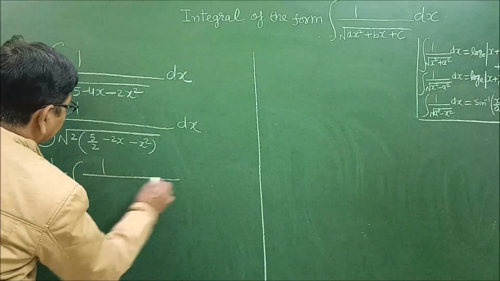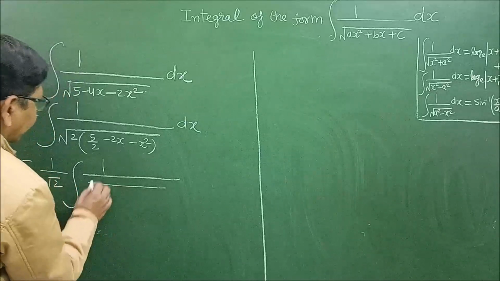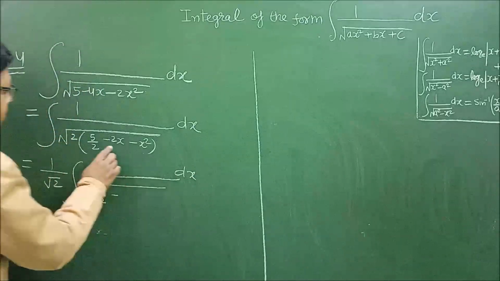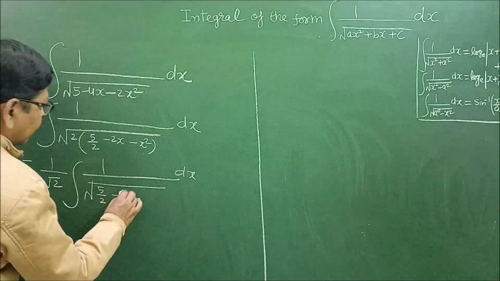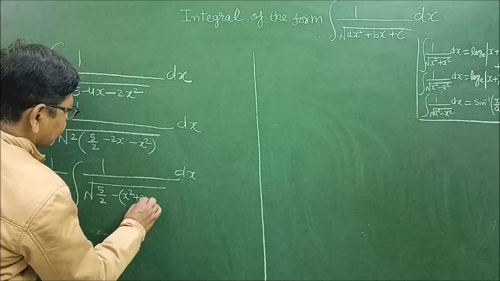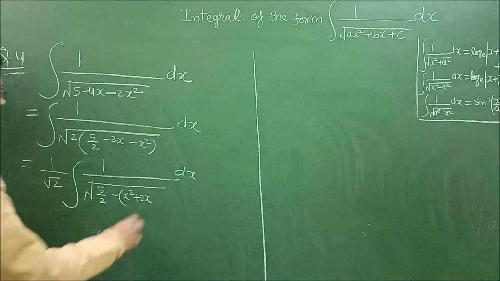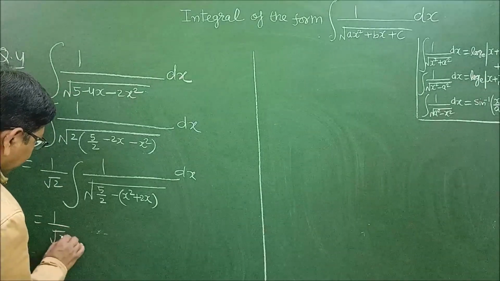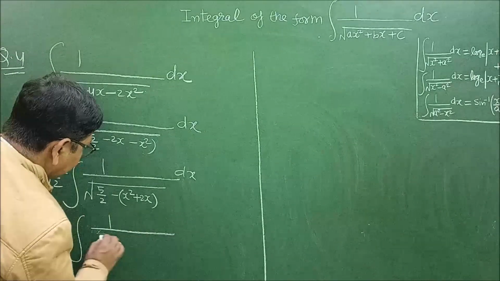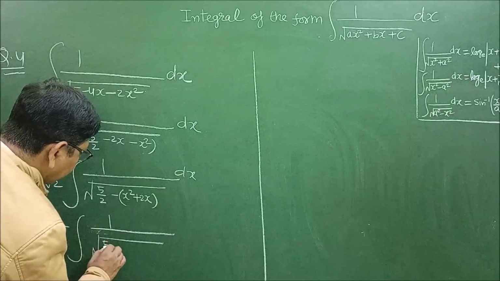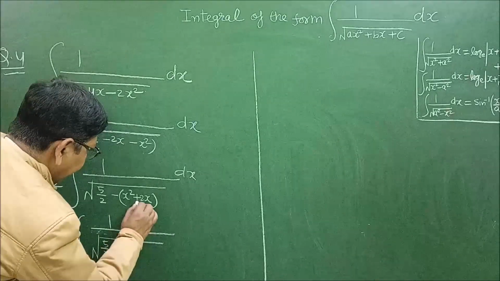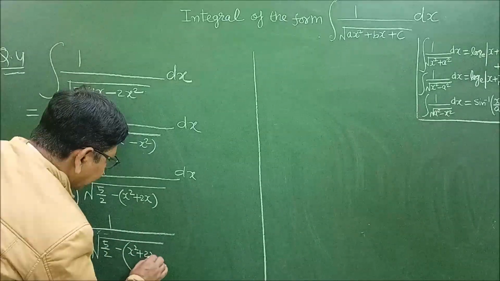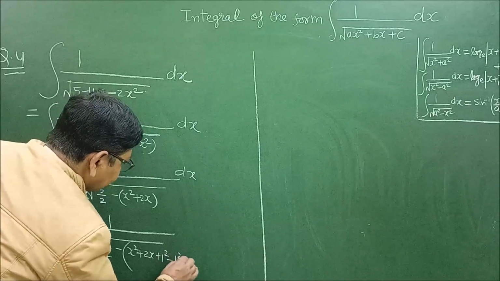Which is equal to 1 upon root 2 integral of 1 upon under root, and 5 upon 2 minus, if we take minus common here, then x square plus 2x. In the next step, 1 upon root 2, 1 upon under root 5 upon 2 minus, adding the coefficient of x, which is 2, so adding 1 square and subtracting 1 square.